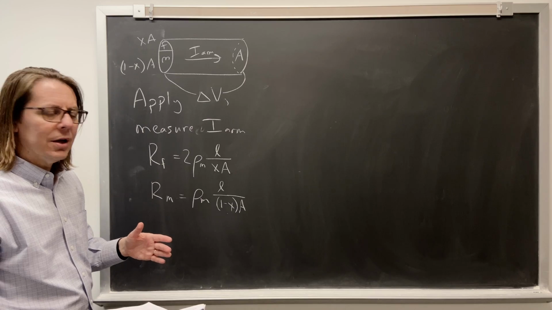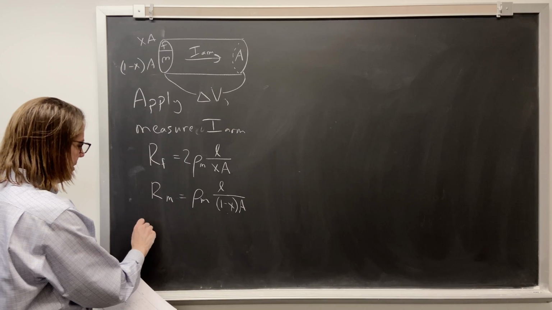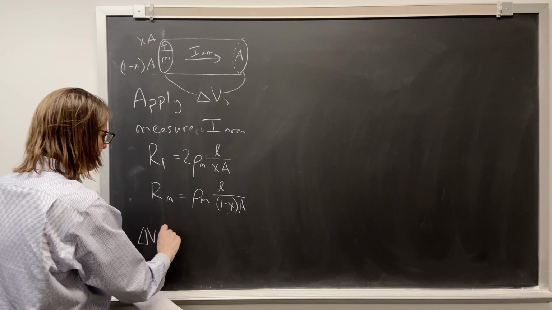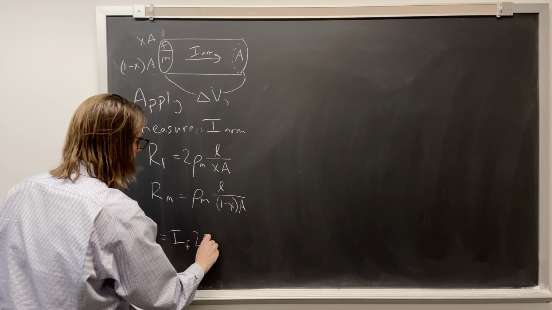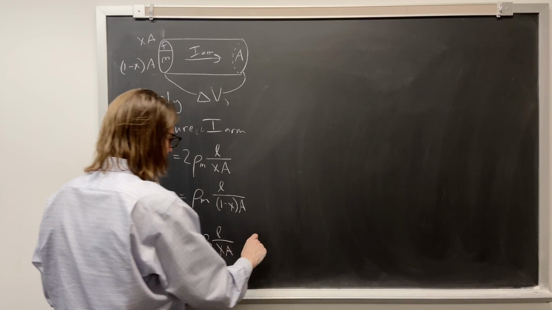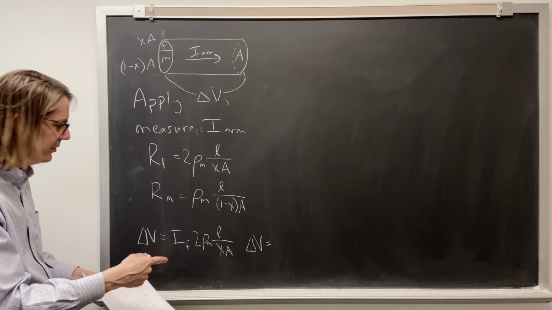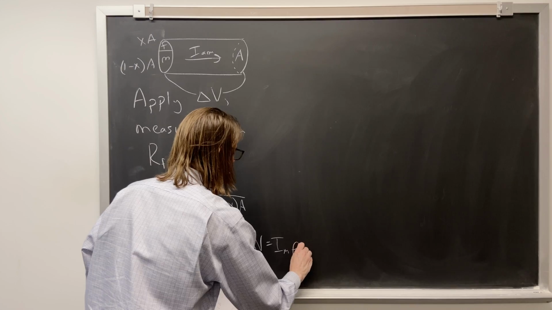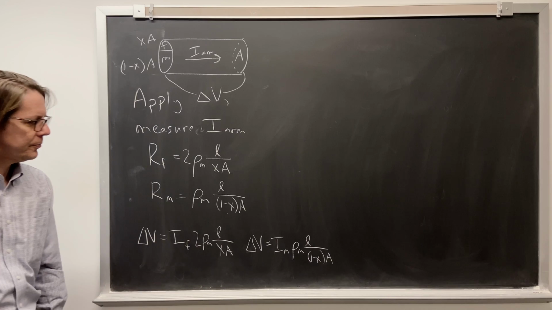And now what we can do is get Ohm's law for each one of these two. So let's see, delta V, which is just given, delta V the instrument applies, equals the current flowing through the fat times 2 rho muscle L over X times A. And then we could also say, if we want to think about the muscle, delta V, we don't need to write muscle because the delta V's are the same, equals the current flowing through the muscle times rho M L over 1 minus X times A.